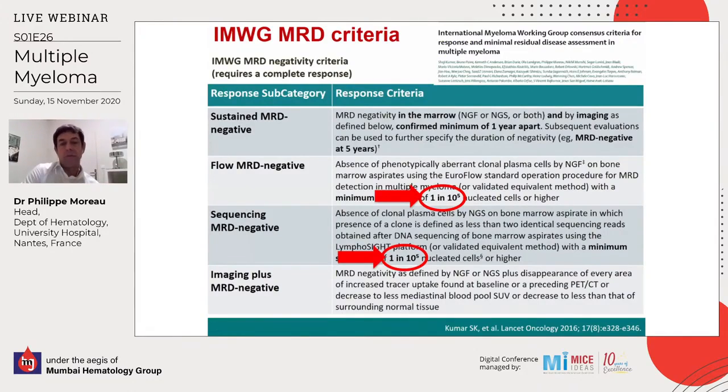So are we ready to change the proposal to 10 to the minus 6 instead of 10 to the minus 5? I'm not sure, but this has to be discussed with Shaji Kumar and all the colleagues from the International Myeloma Working Group. I mentioned previously that we can also use PET-CT as an important tool to assess MRD outside the bone marrow.